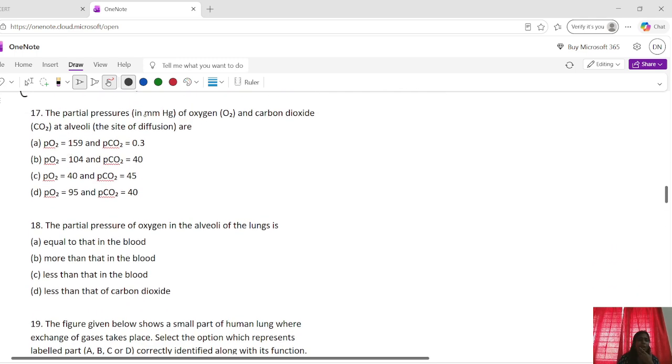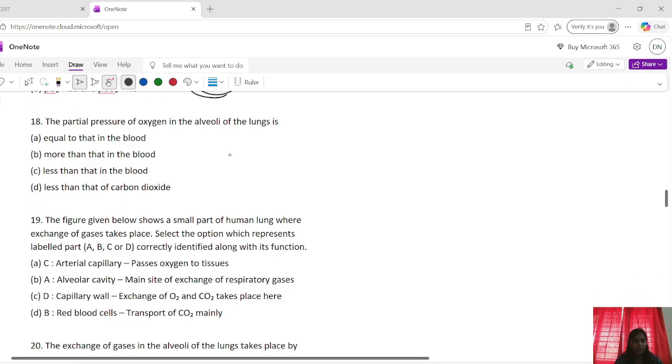And then 17th question. Partial pressures of oxygen and carbon dioxide at alveoli are... So if you have studied the table, you must know the answer for this question. The partial pressure of oxygen and carbon dioxide at alveoli is 104 and 40. Why? Because oxygen will be high in the alveoli and carbon dioxide will be less in the alveoli, and only when the deoxygenated blood enters the alveoli, the oxygen concentration will be reduced and carbon dioxide concentration will be increased.